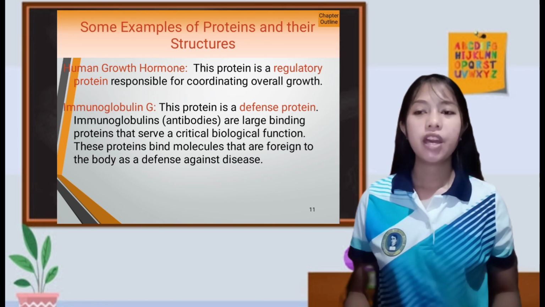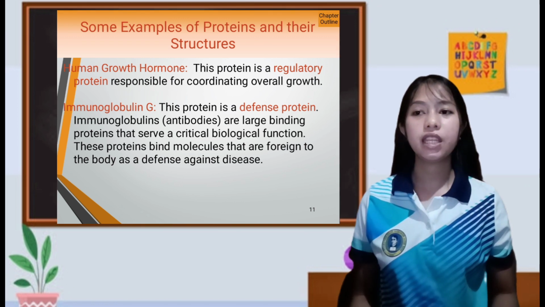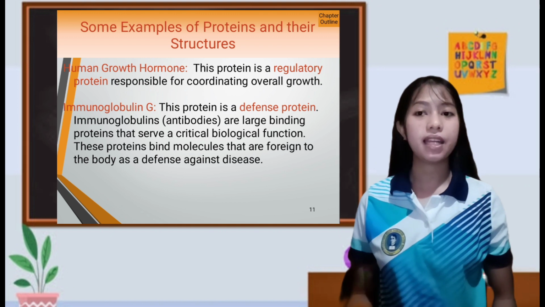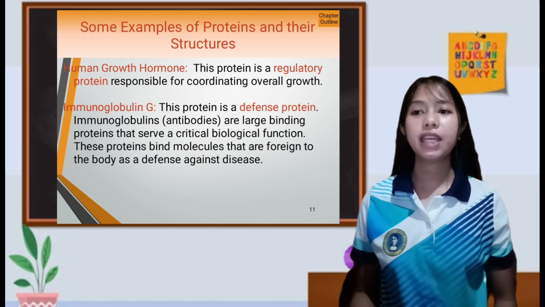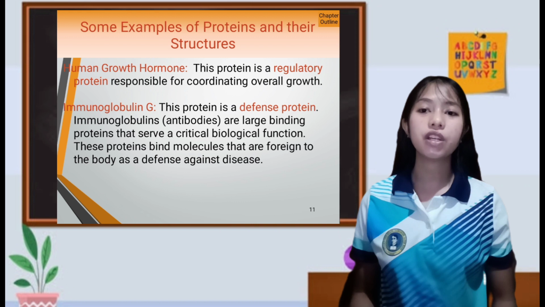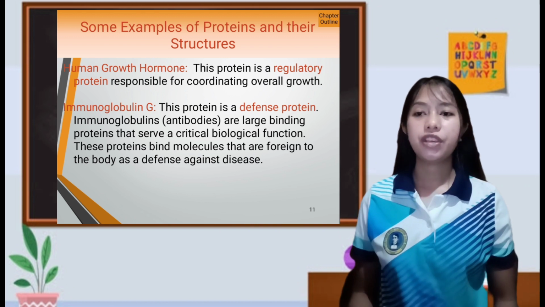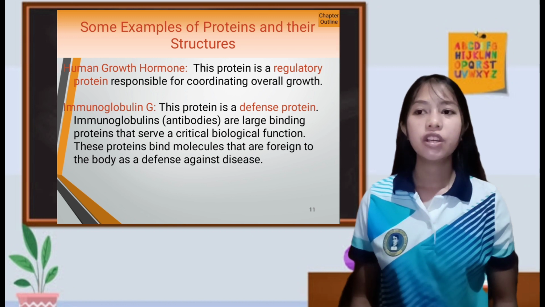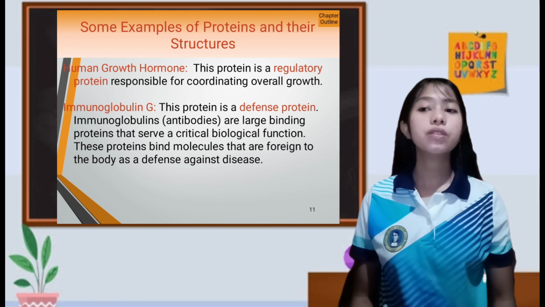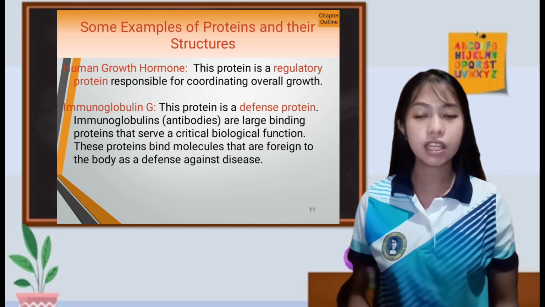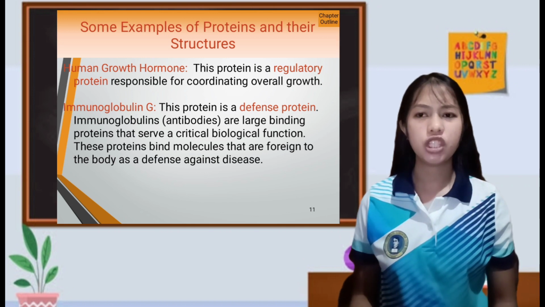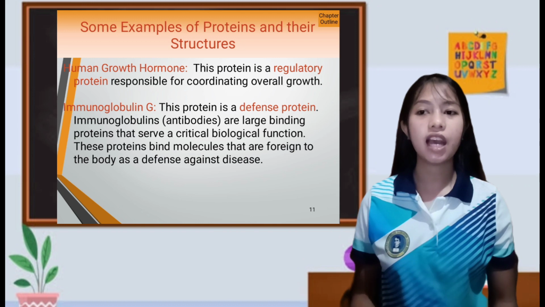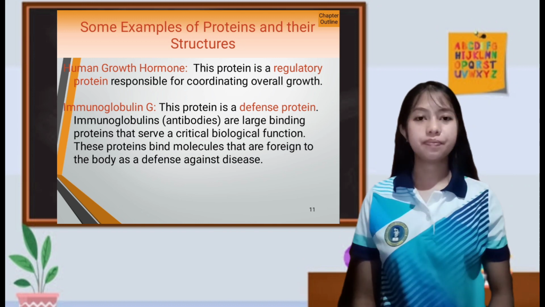Immunoglobulin G. This protein is a defense protein. Immunoglobulin antibodies are large binding proteins that serve a critical biological function. These proteins bind molecules that are foreign to the body as a defense against disease. So, immunoglobulin G is a defense protein, which defends against diseases.